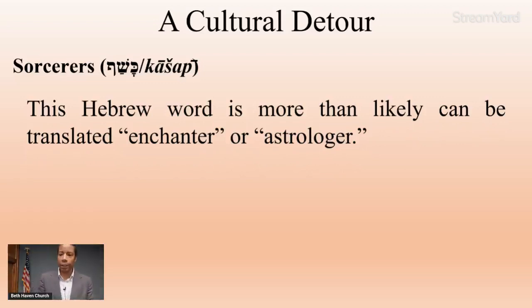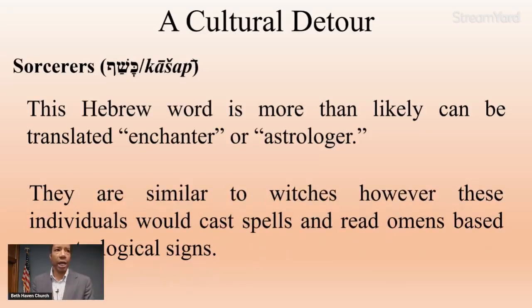Well, why is that more clear? Well, they have the same kind of duty as a conjurer, that witch. However, they would cast spells not by writing particular spells or omens, but they would mostly cast spells and read omens based on the astrological signs. So they would look at the stars, see the alignment and positioning of the stars, and then make their predictions based upon that. Think of astrology, for example.